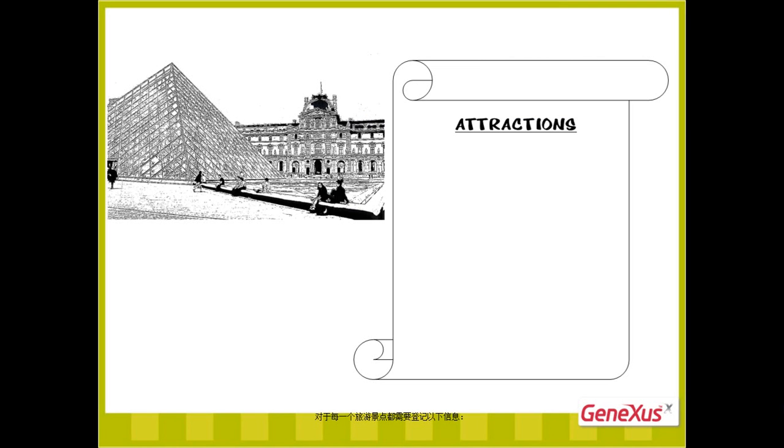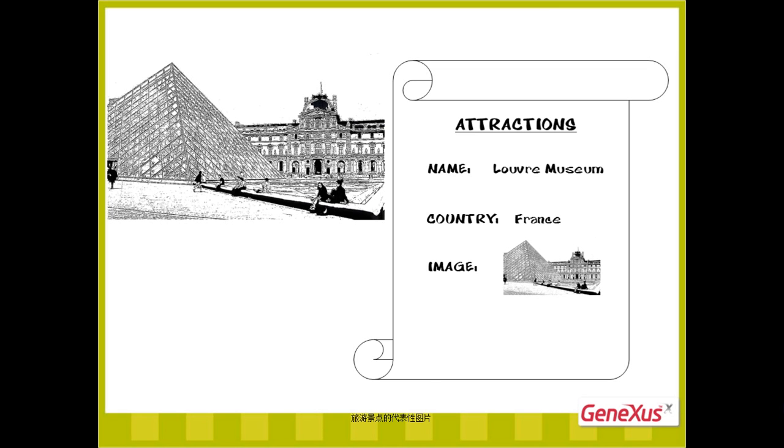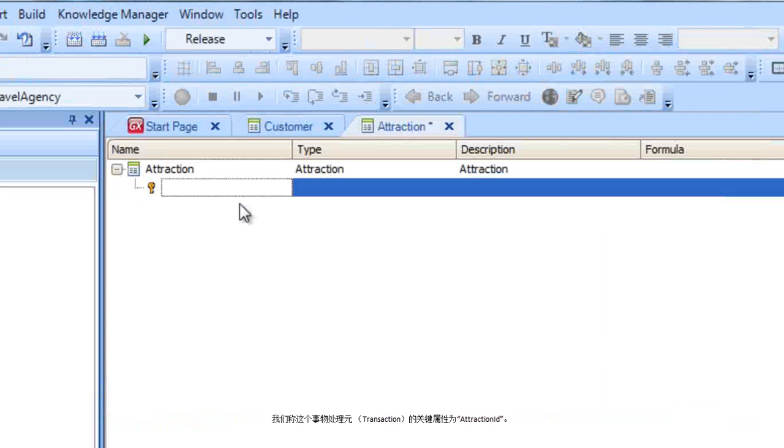For each tourist attraction, we've been asked to enter its name, the country where it's located, a photo of the attraction, and a category that describes it as a monument or a museum or show, and so on. The key attribute of this transaction will be called Attraction ID.